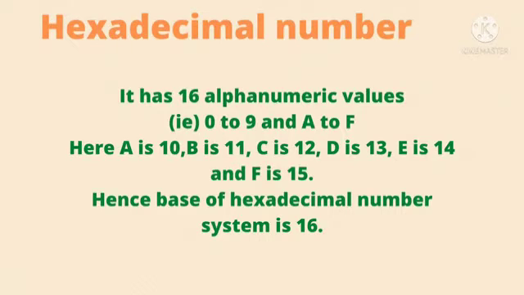And the final one is hexadecimal number system. Hexadecimal number system has 16 alphanumeric values. So note this point. இதில் என்ன சொல்கிறாங்கன்னா alphanumeric values. So it will have both the alphabets and the numbers. இதில் ரெண்டுமே இருக்கும், alphabetsம் இருக்கும், numbersம் இருக்கும். So it will have numbers from 0 to 9 as in decimal number system. And not only that, it will also have alphabets from A to F.